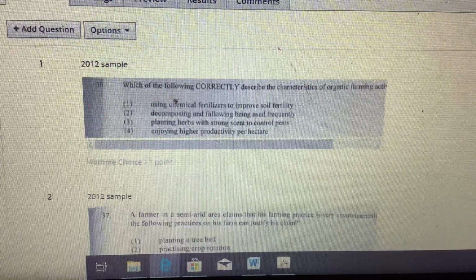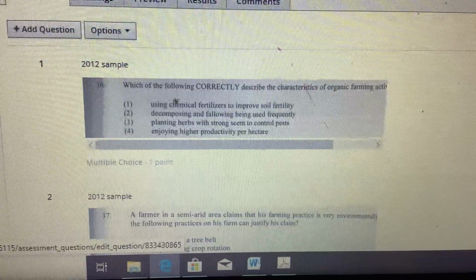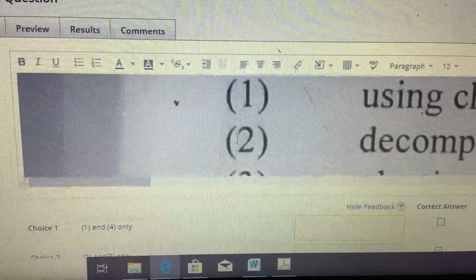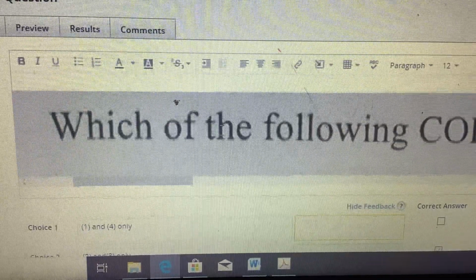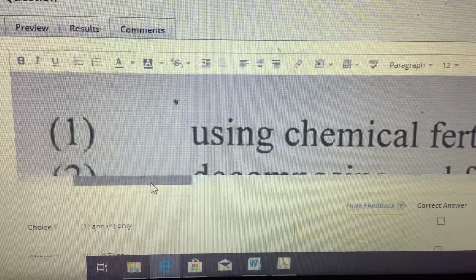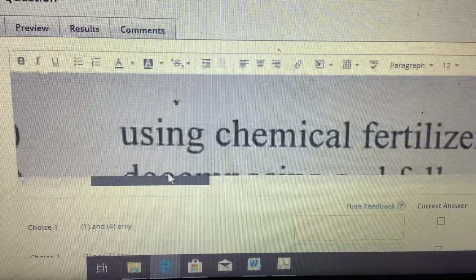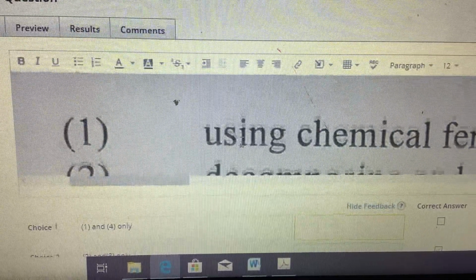Which of the following describe the characteristic of the organic farming activities? Definitely, if we are using organic farming, I don't think we are using chemicals, okay. So the first one is wrong. We are not going to use chemical fertilizer if we are doing organic farming.